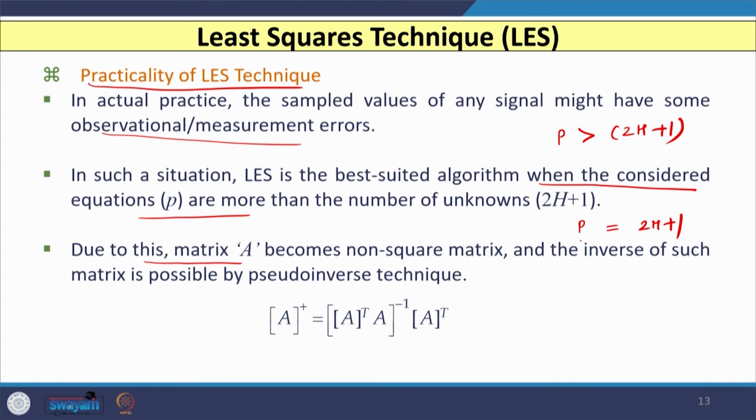But when the number of samples available is greater than 2h plus 1, that is, more than the unknown values, then the matrix A becomes a non-square matrix, and its inverse is possible by the pseudo inverse technique. So, if I consider the pseudo inverse of matrix A, let us say A plus, that is nothing but A transpose into A whole inverse multiplied by A transpose.